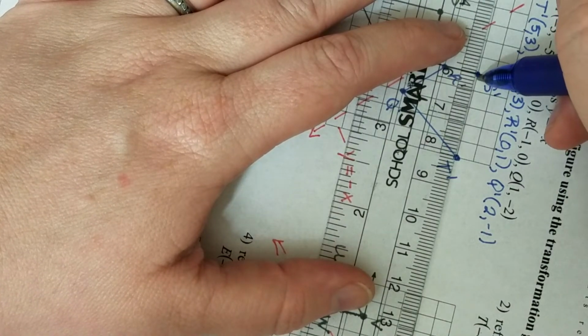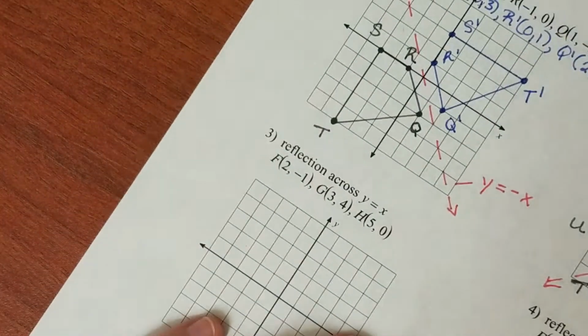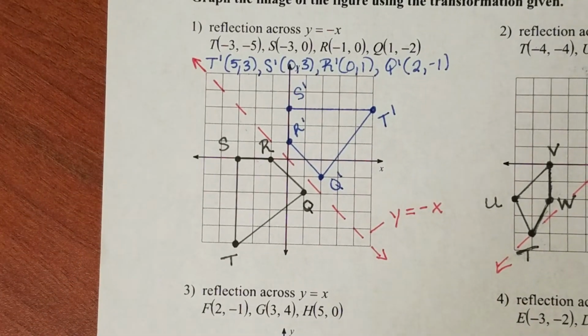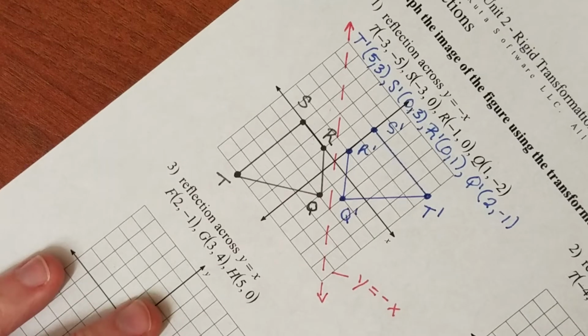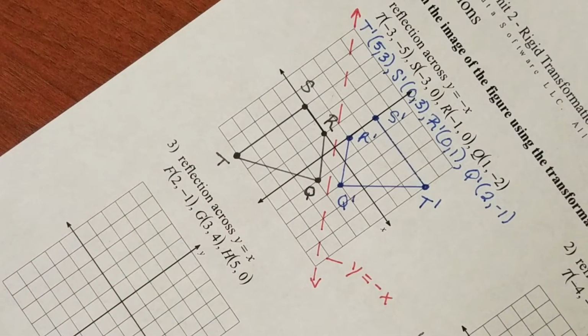I'm just trying to sound fancy. Here we go. So it's looking pretty good. And again, if you want to rotate your paper and look at it vertically, you can see that that is perfectly mirrored.